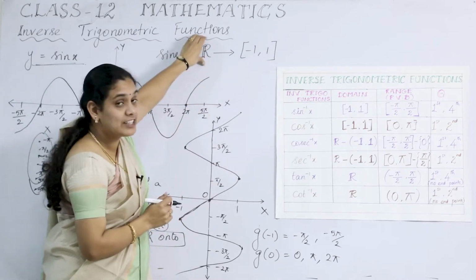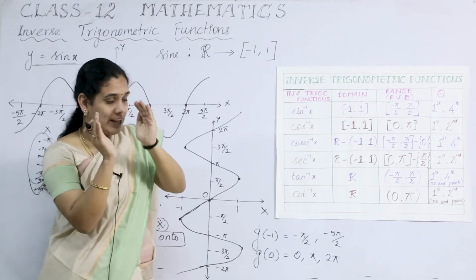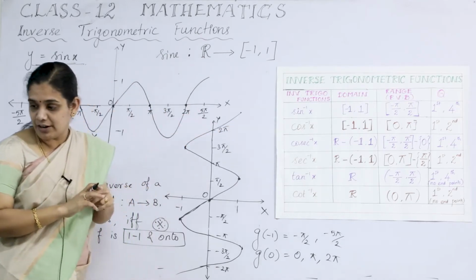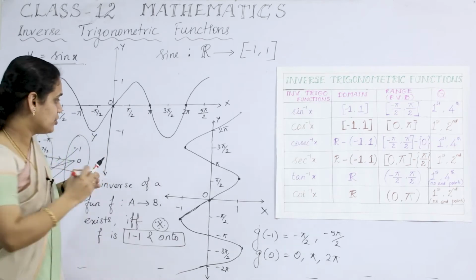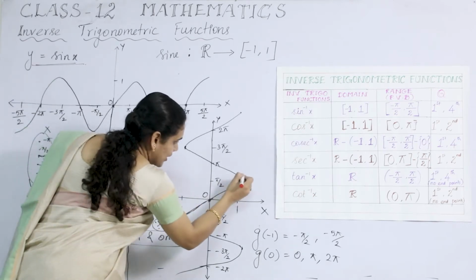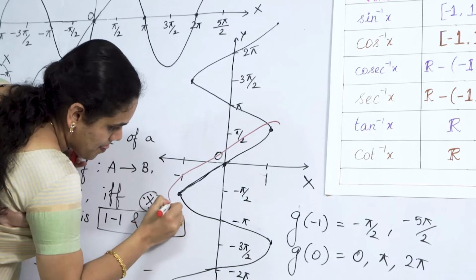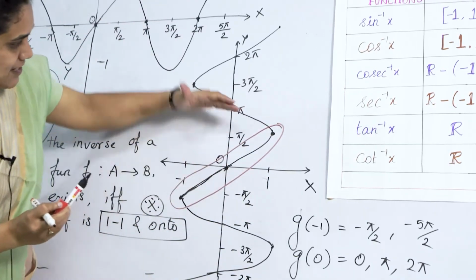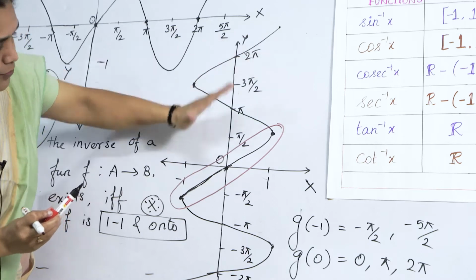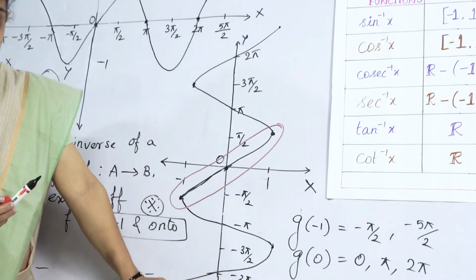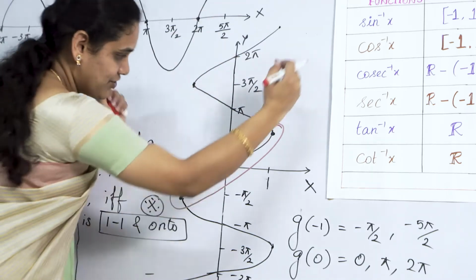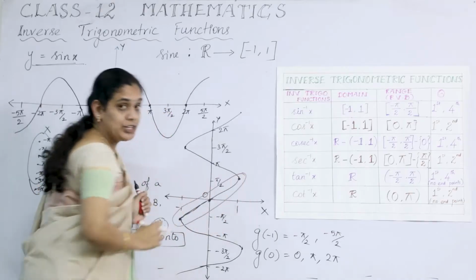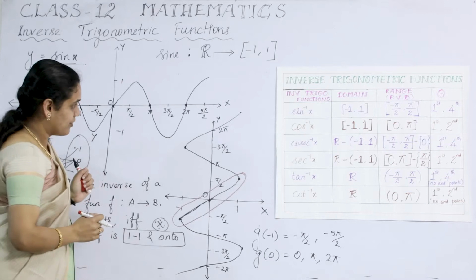If you restrict this domain into a small interval, then it is possible for us to define the inverse trigonometric functions. How are we going to restrict? You see, we are going to take only this interval, this part. See, again we get the pattern repeating, right? If you take the entire set, you cannot define inverse trigonometric functions. But if you restrict the domain only to this limited interval, we can successfully define the inverse trigonometric functions.